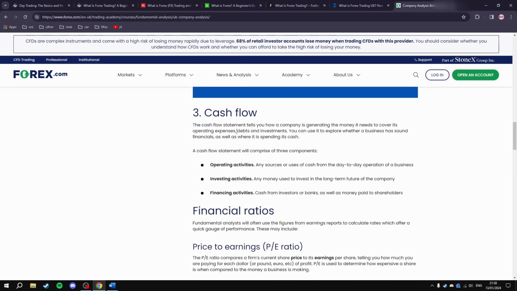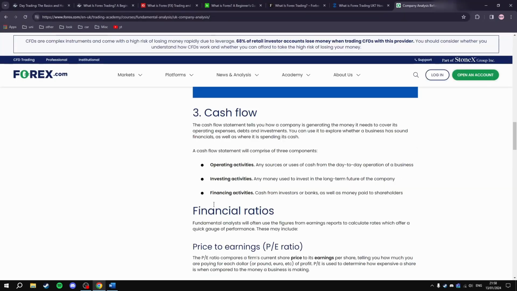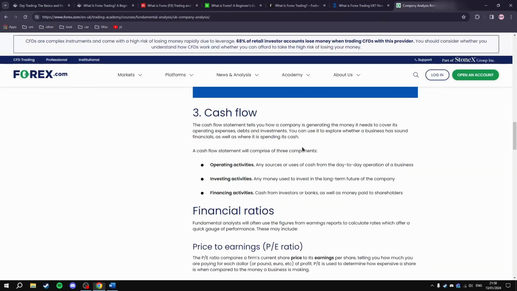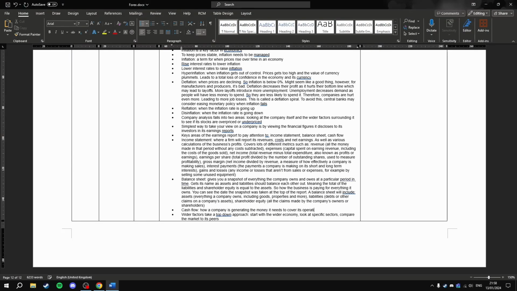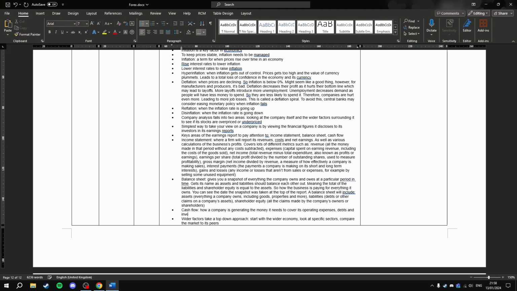Cash flow. The cash flow statement tells you how a company is generating the money it needs to cover its operating expenses, debts, and investments.